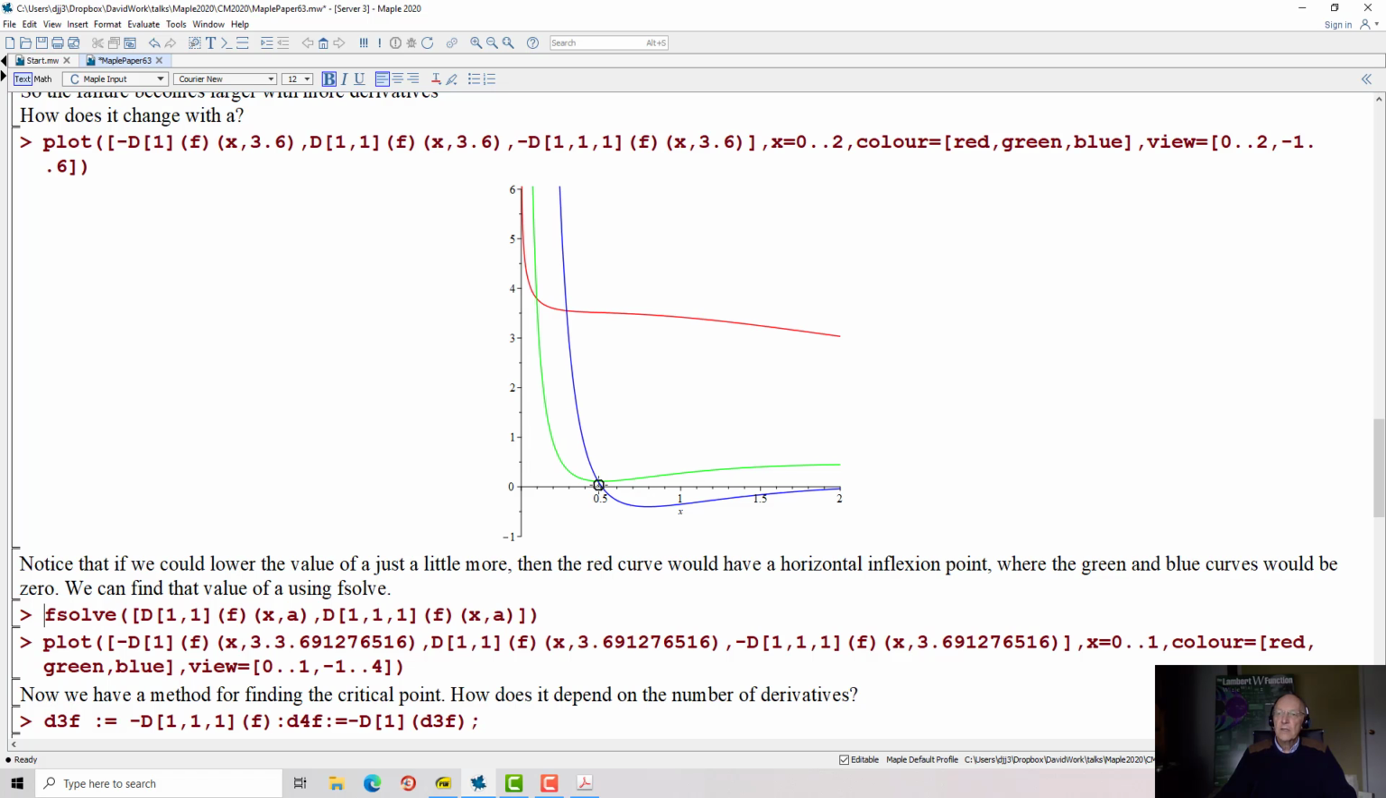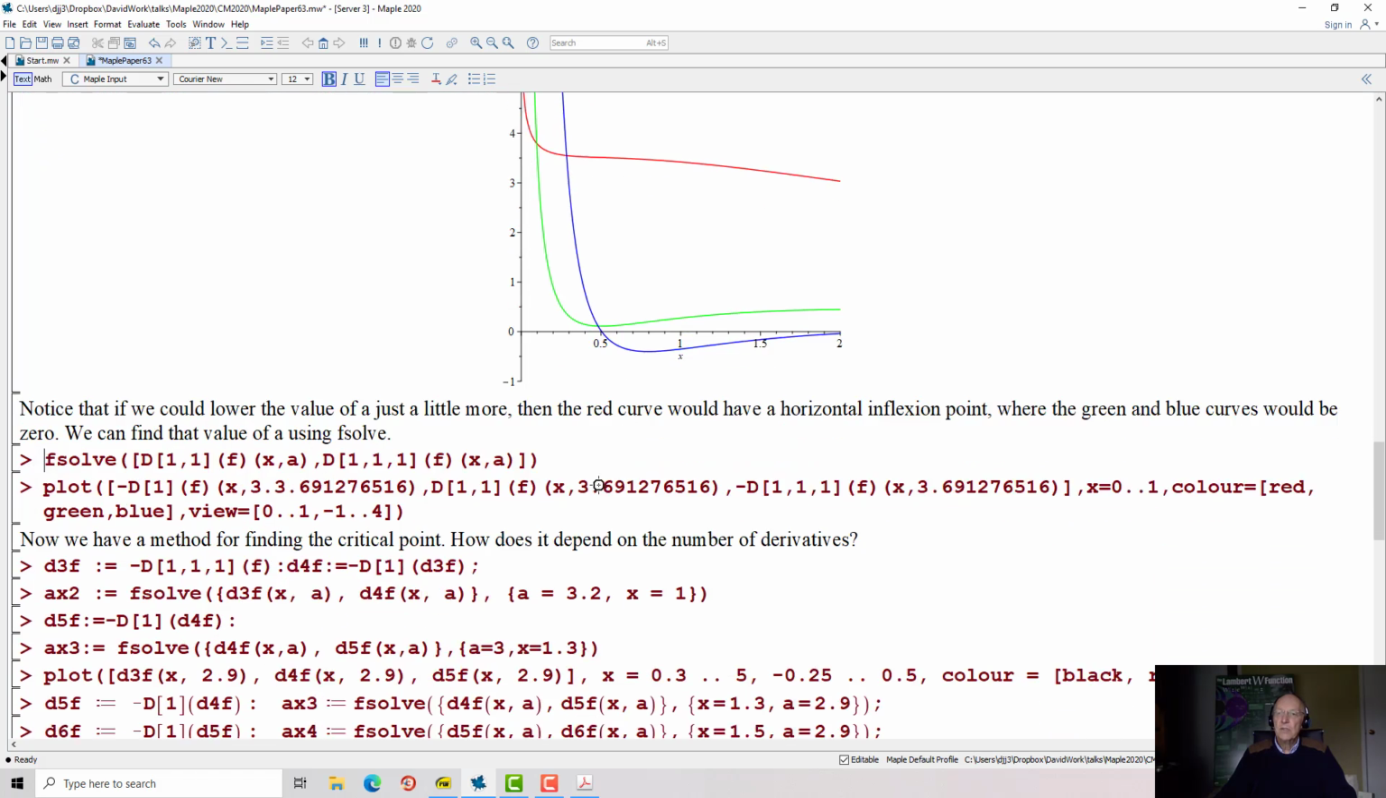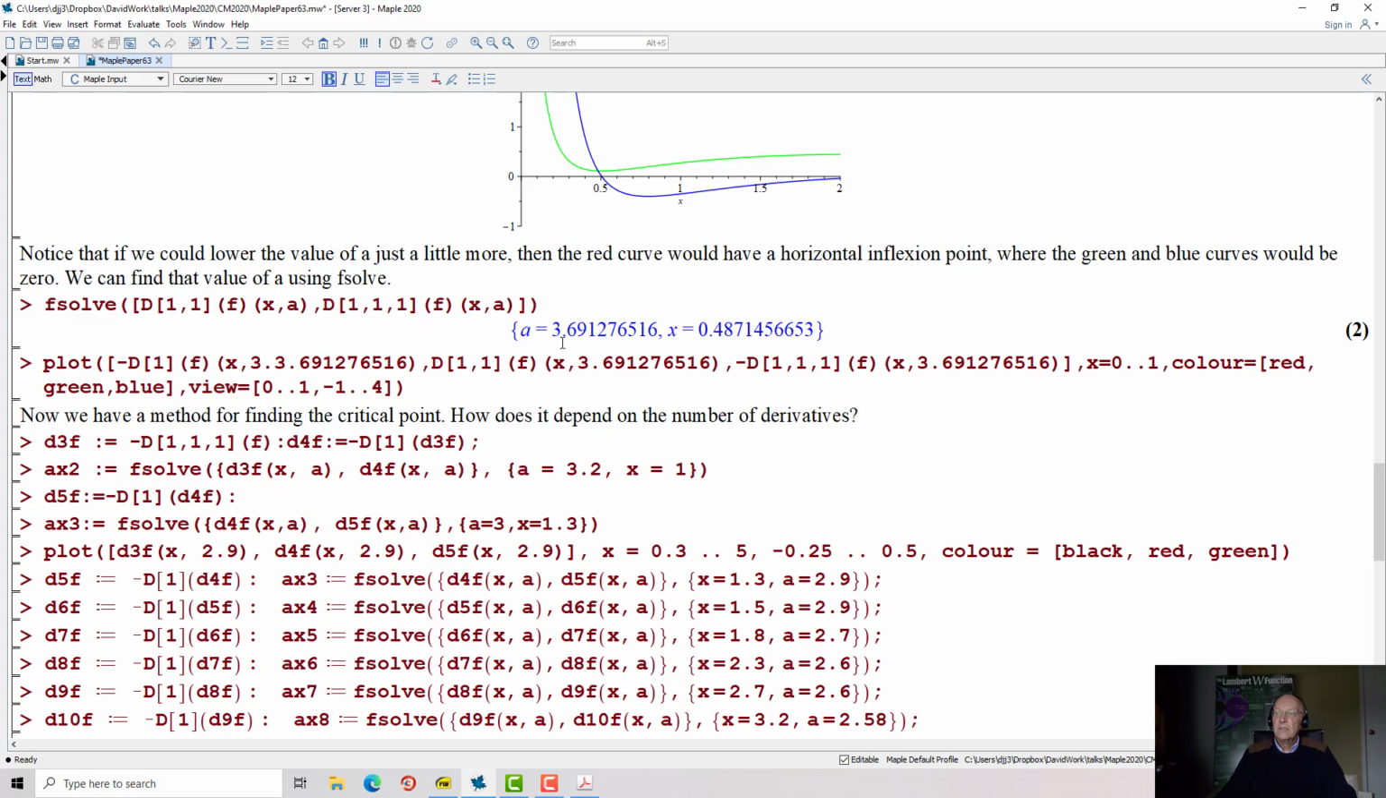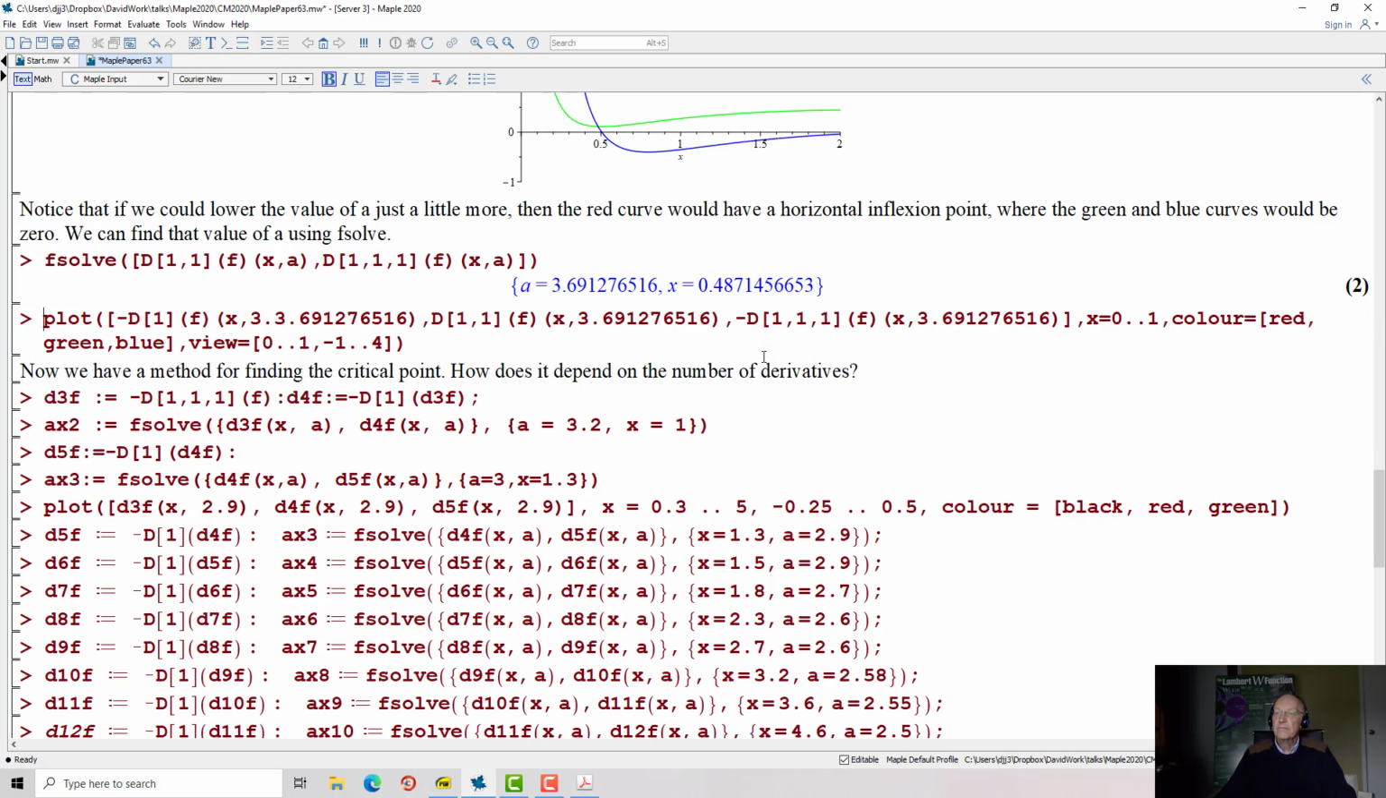Yes, we can. What we'll do is we'll use the Maple fsolve command. So here I have handed to fsolve the second derivative and the third derivative, 2 equations, 2 unknowns, x and a. The critical value is, as we guessed, slightly between 3.6 and 4, 3.6912, and x is 0.487, which again is very close to what we see above it.